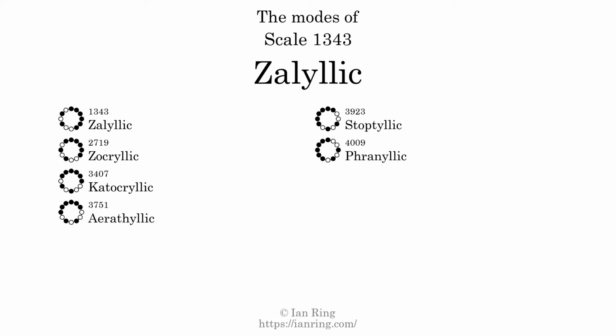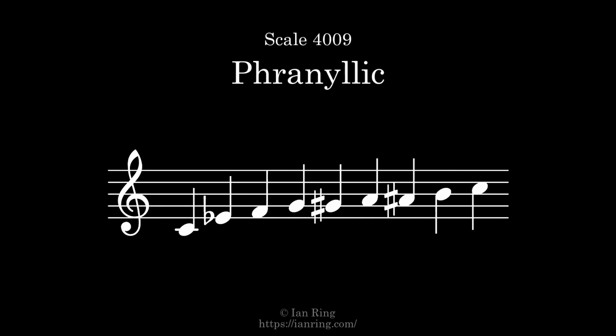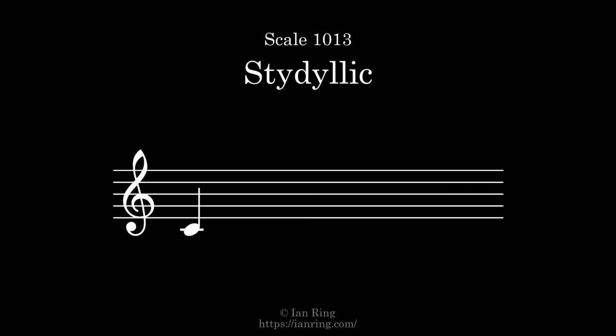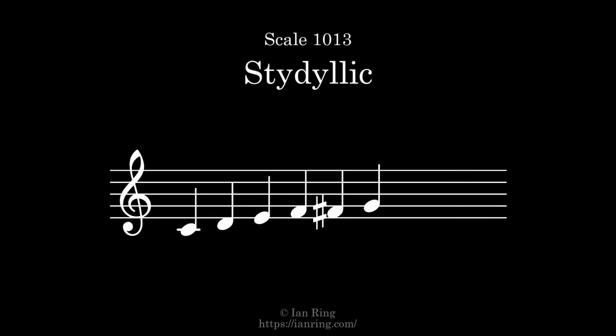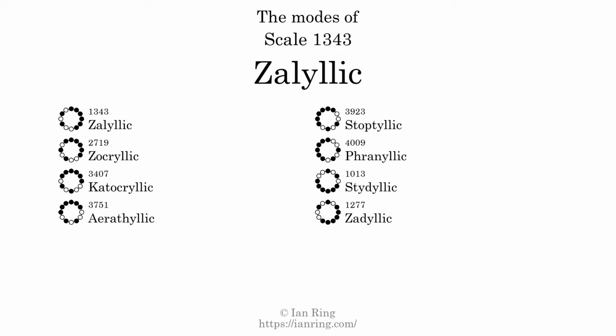The sixth mode is scale 4009, also known as phrenilic. It sounds like this. The seventh mode is scale 1013, also known as stydilic. It sounds like this. The eighth and last mode is scale 1277, also known as Zalyllic. It sounds like this.